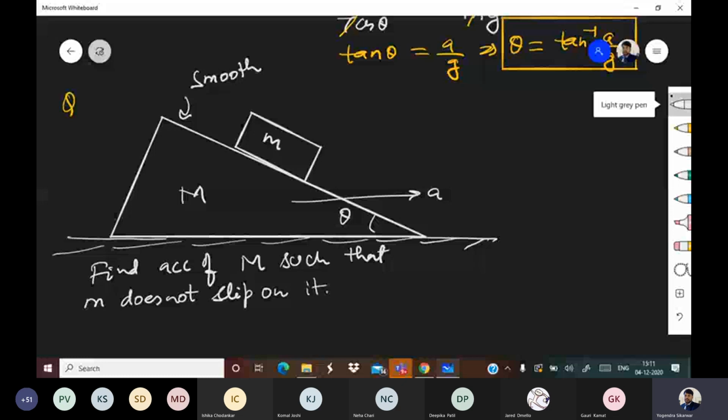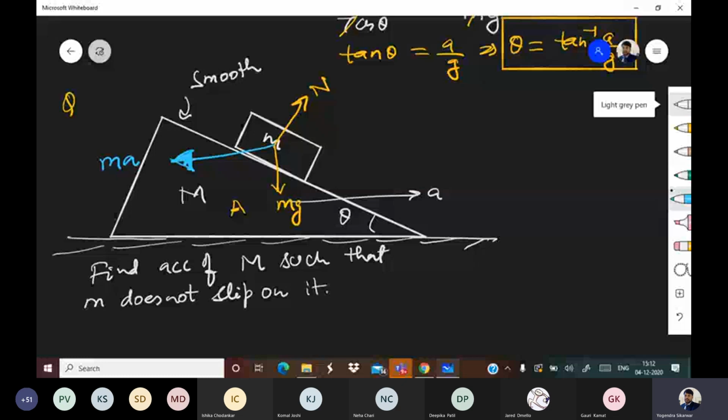The wedge's frame means this frame. So mg will be acting vertically downward on the block. N will be acting perpendicular to the inclined plane. Now, if we are solving from the wedge's frame, we need to apply a pseudo force, and the pseudo force will be opposite to the acceleration of the wedge. That will be small m into a.